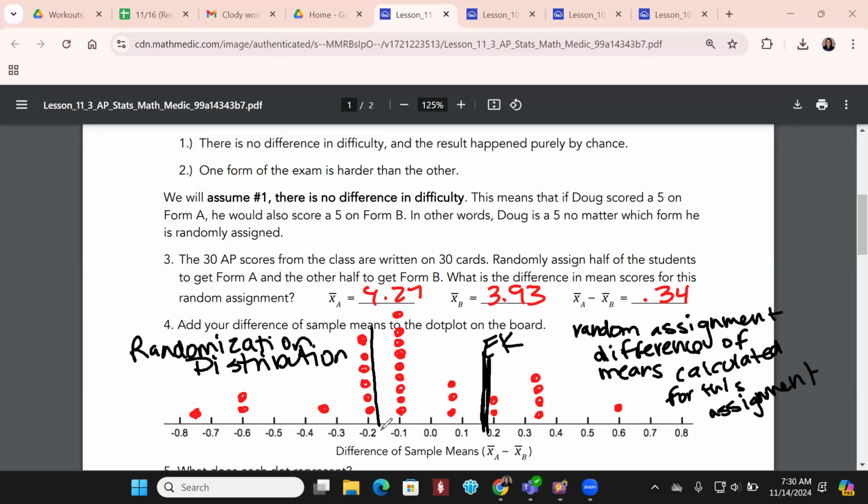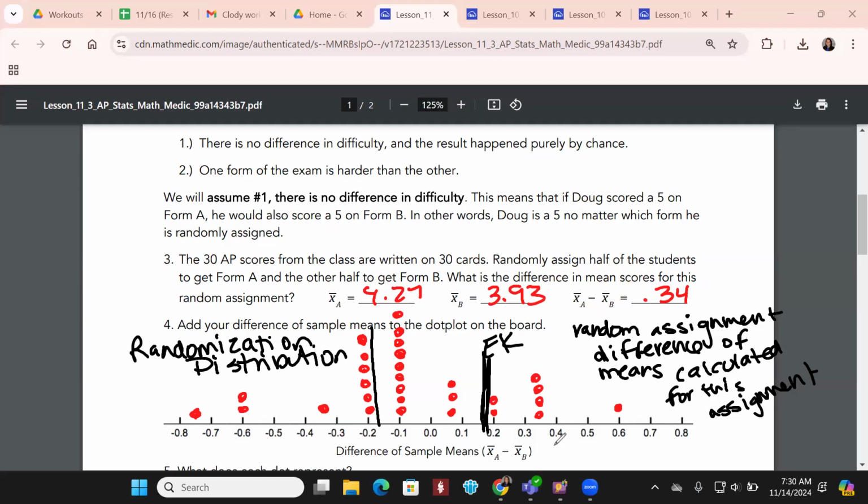All right, so assuming that there is no difference in the difficulty, what is the probability of getting a difference of means of 0.2 or greater based on the dot plot? Okay, so based on this, we have 1, 2, 3, 4, 5, 6, 7, right? Or we have 1, 2, 3, 4, 5, 6, 7, 8, 9, 10. We have 10 plus 7, 17 out of, there should be 30. I might have counted wrong.